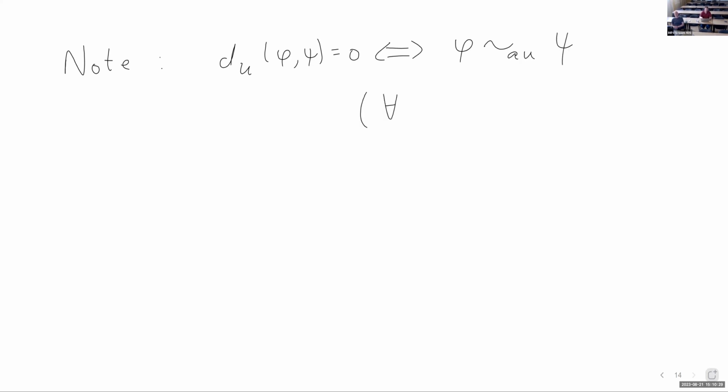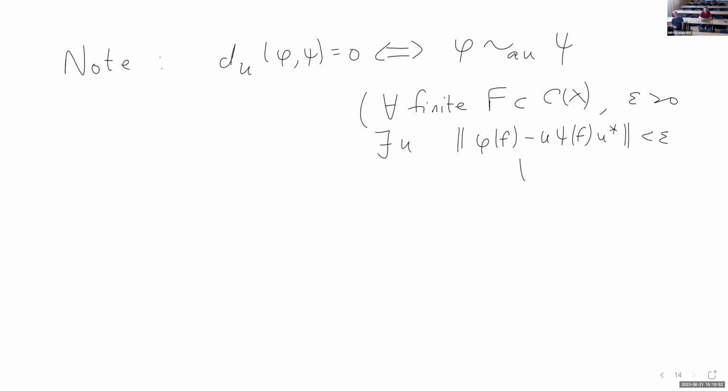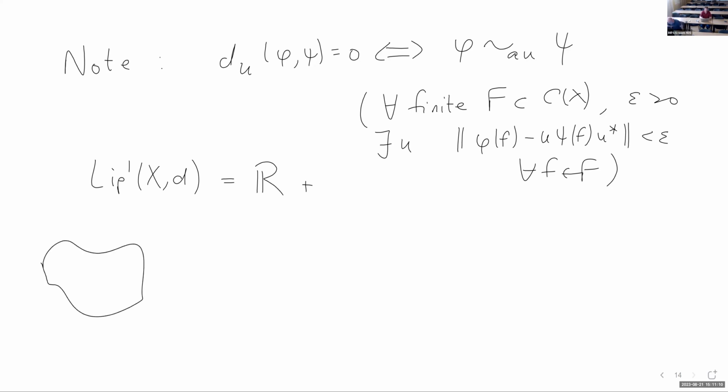Remember, this means that for every finite set of f, and for every epsilon bigger than 0, there exists a u such that the norm of u phi(f) u star minus psi(f) is less than epsilon. Wait, what I'm trying to say is that Lip_1 is not compact, but it kind of almost is, because if I allow for translations, then, given my set X, let's just pick a point x0. What I know is that for any other point x, the distance between f of x and f of x0 is at most the distance between x and x0, which is at most the diameter of X.